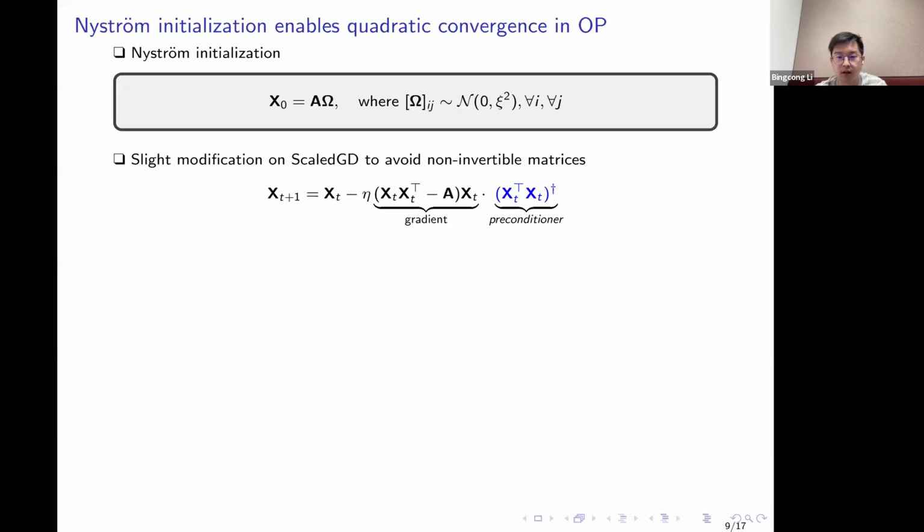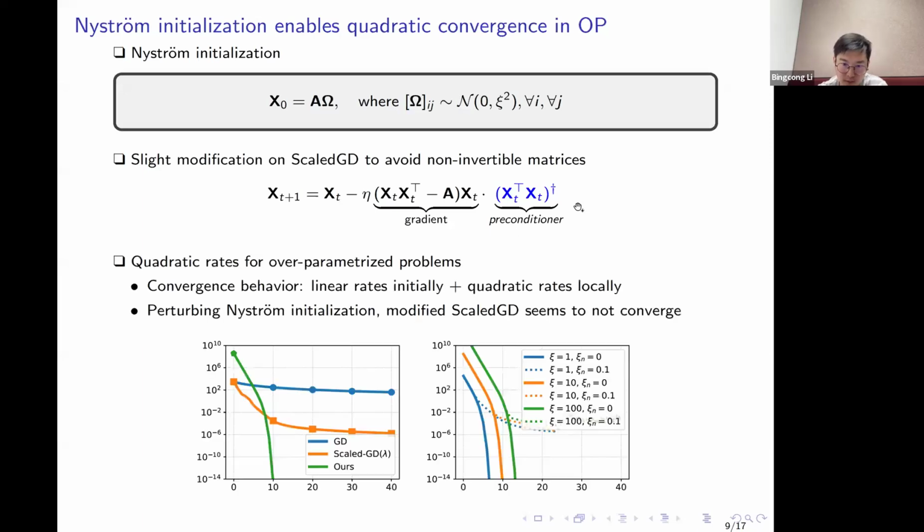And in the over-parameterized regime, we actually show that a modified version of scaled gradient descent has similar convergence behavior. The modification here is that we use a pseudo-inverse on this preconditioner. The reason is that in the over-parameterized regime, meaning that the rank of X is larger than the rank of A, the preconditioner is not necessarily invertible. So that's why we have to use a pseudo-inverse.